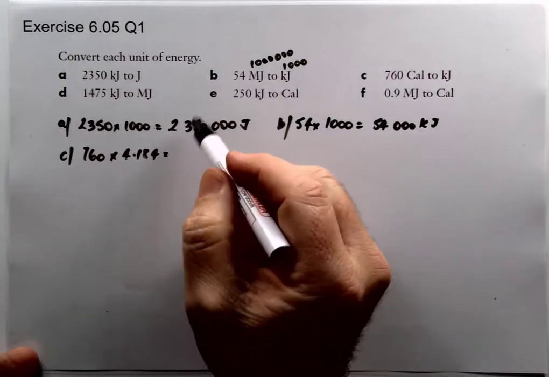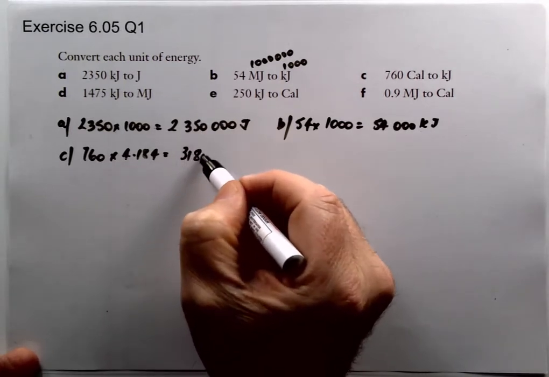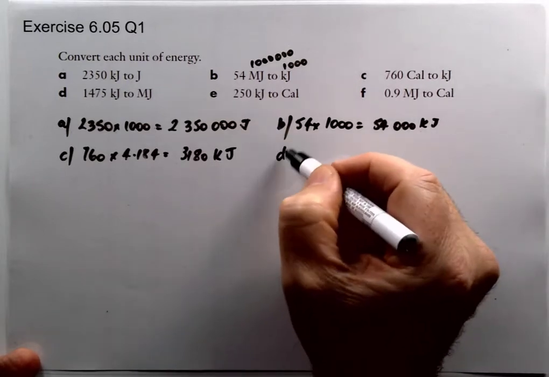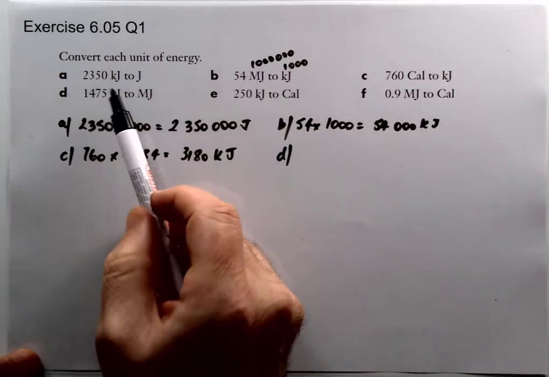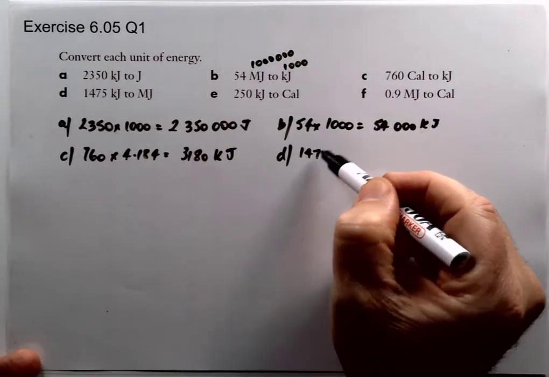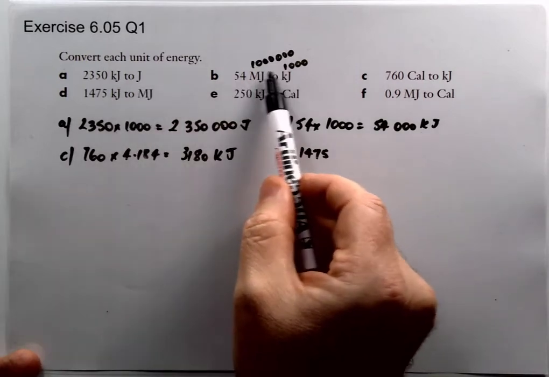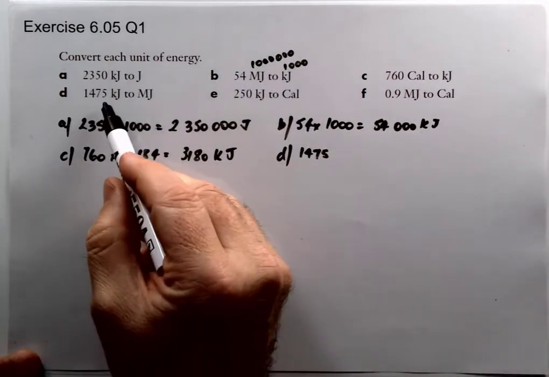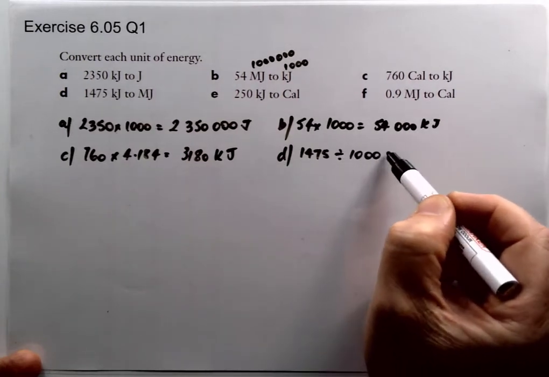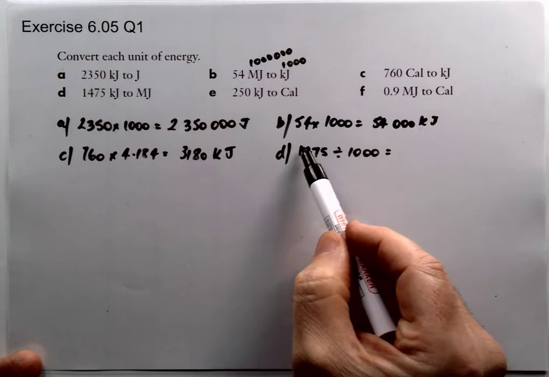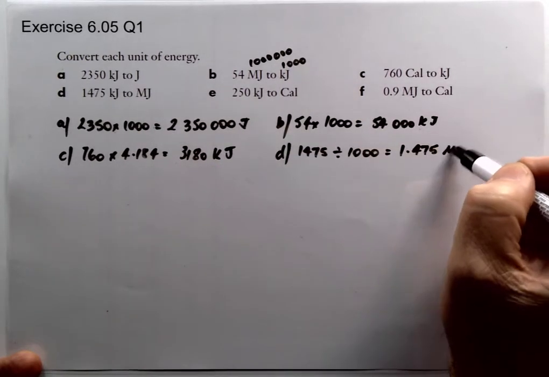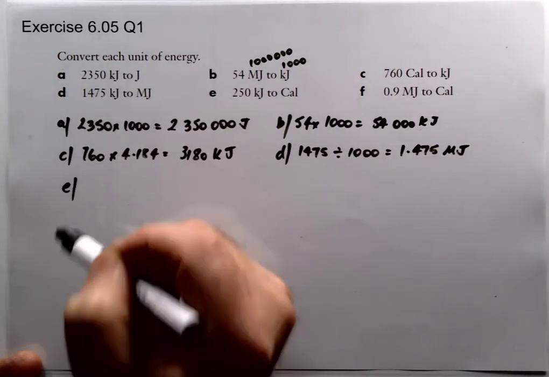Okay, so that's going to give us, rounded that off, 3,180 kilojoules. Okay, we're converting kilojoules to megajoules, so the unit's getting bigger, the number has to get smaller. Again, these are the same things here. It's a factor of 1,000, so because the number needs to get smaller, we're going to divide by 1,000. Again, just move the decimal point 3 times to get 1.475. And again, the final units will be in megajoules.